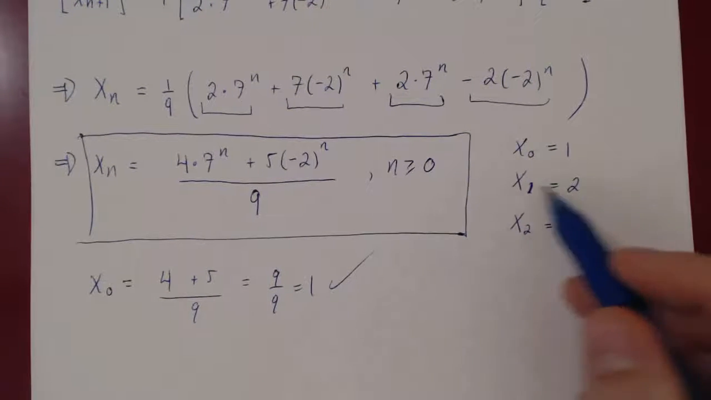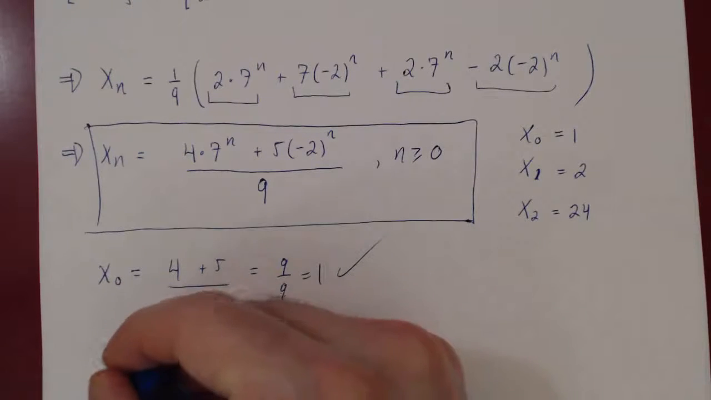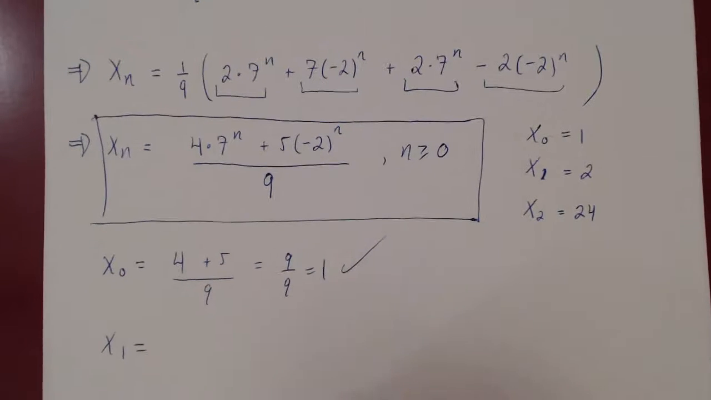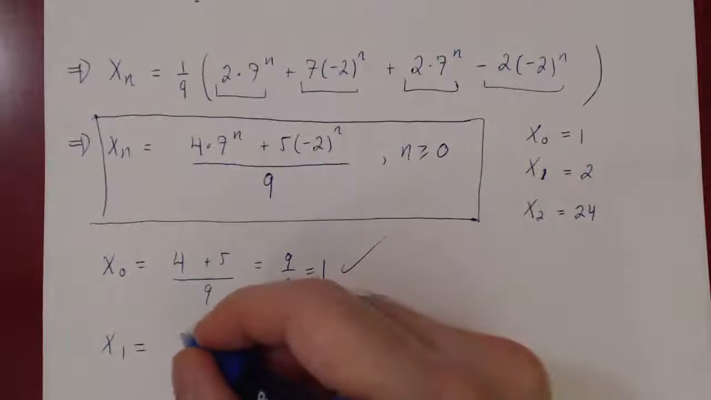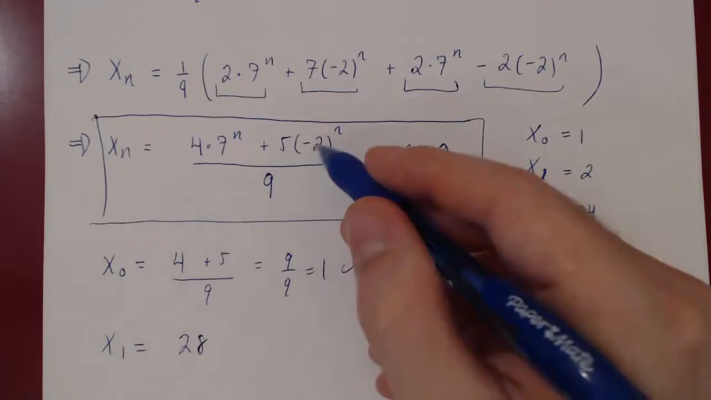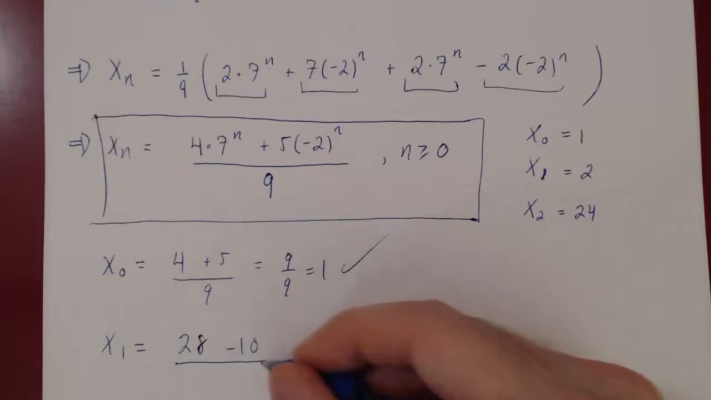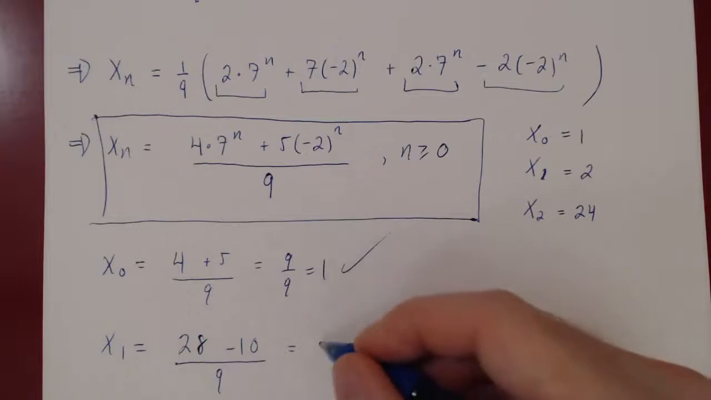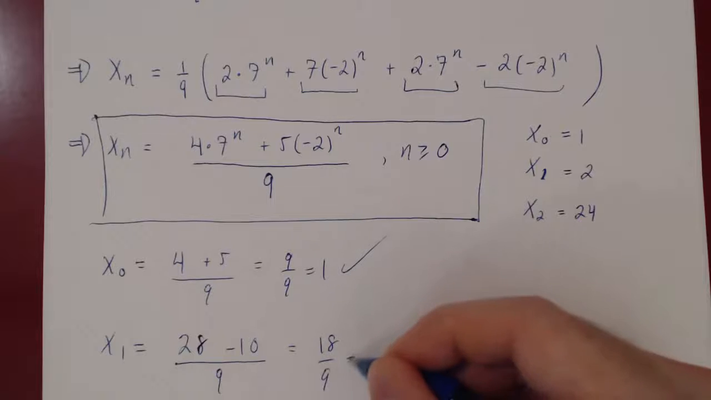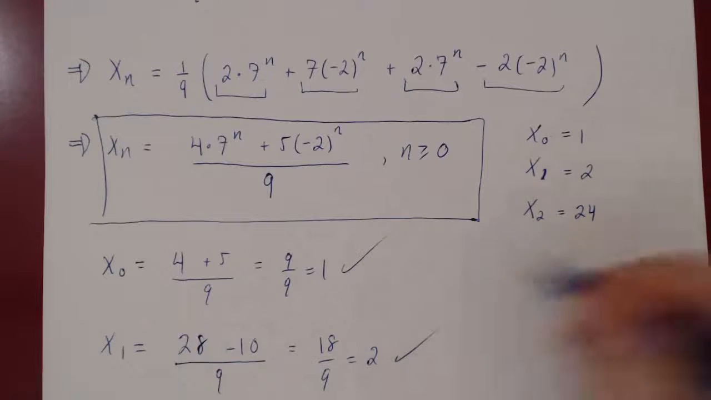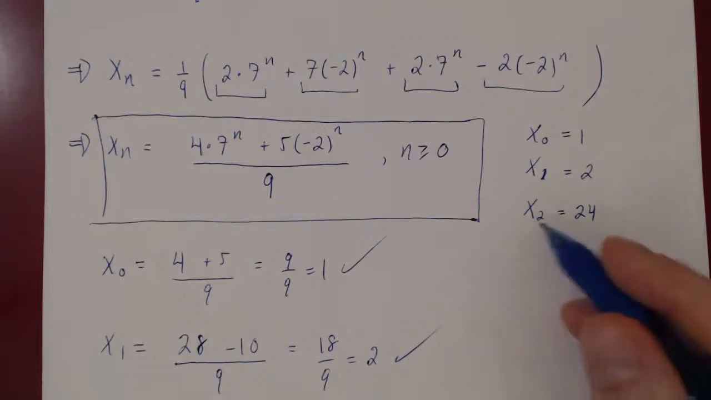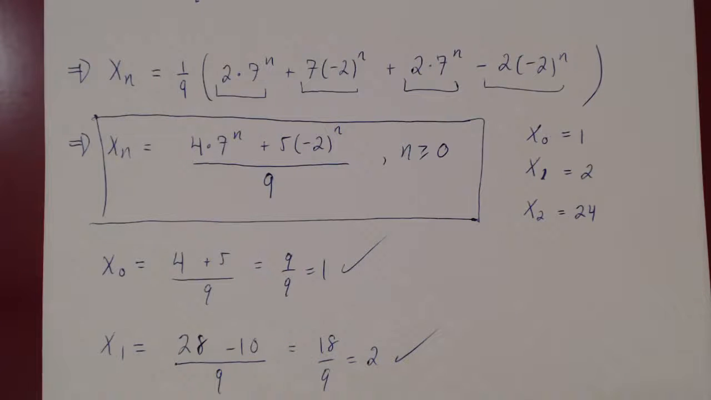Let's compute now x1 from the formula. So we replace n by 1. So we have 4 times 7, that's 28, plus 5 times negative 2, so negative 10, over 9. But that's just 18 over 9, which is positive 2. As expected, check. And let's compute finally x2.